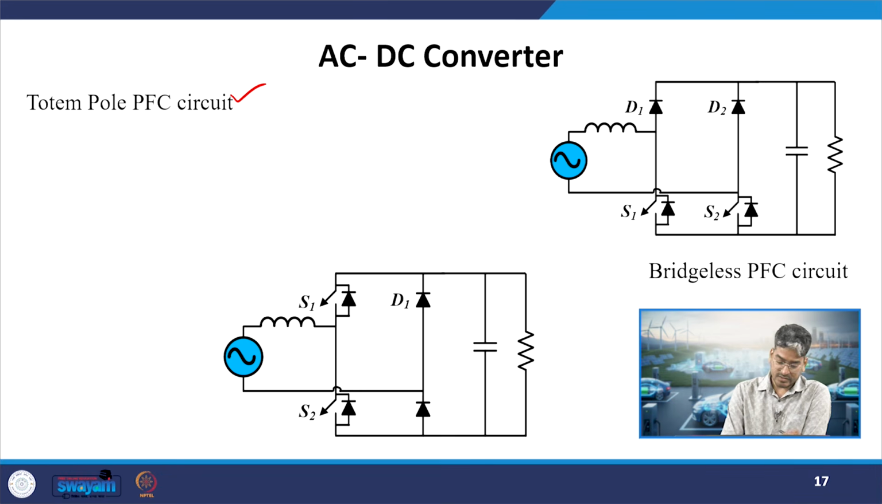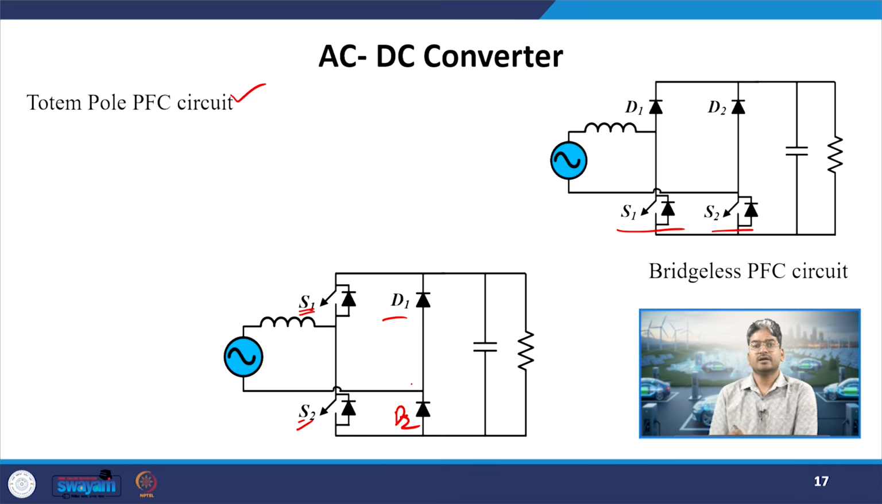Okay. So, in this totem pole PFC, now the position of the switches has been changed. Here we had the switches on the lower side of both the legs, whereas in this case we construct one leg with the switches, one leg with the diodes D1 and D2. Okay. So, one leg with the switch and one leg with the diode, and we will see the operation that one of the legs will be operated at high frequency, which is having the switching device, whereas the diode leg will be operated at low frequency.